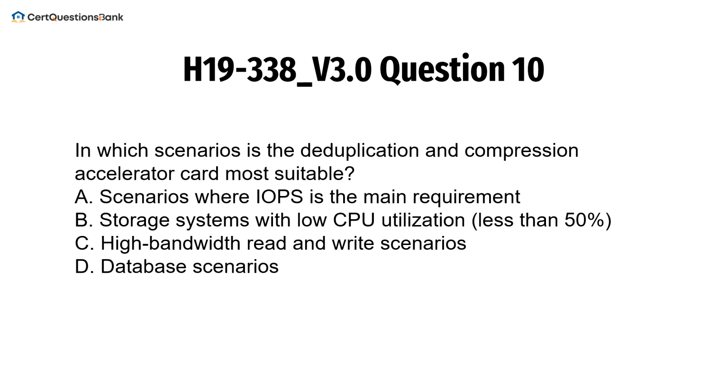In which scenarios is the deduplication and compression accelerator card most suitable? A. Scenarios where IOPS is the main requirement. B. Storage systems with low CPU utilization, less than 50%. C. High bandwidth read and write scenarios. D. Database scenarios.